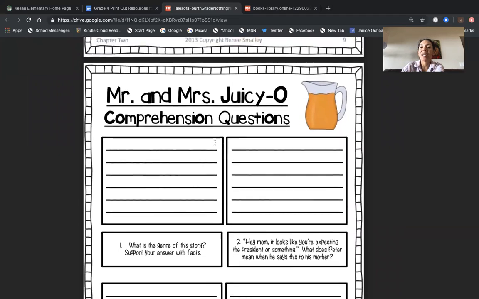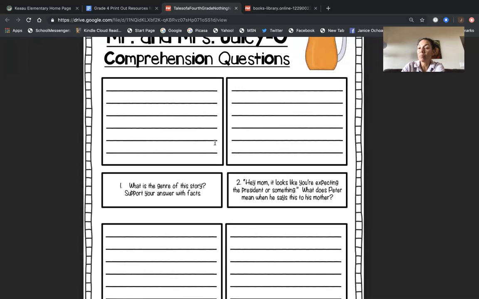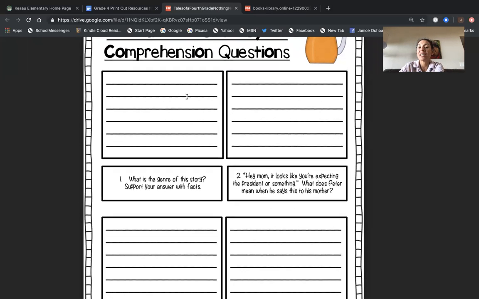And on page 10, there are comprehension questions. There are 4 of them. Answer them using the RACE strategy in complete sentences, and answer them on the lines given above. If you need more space, go ahead and take out a blank sheet of paper or a piece of binder paper, and you can add it there.